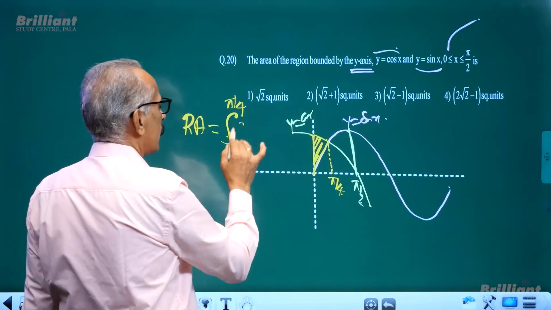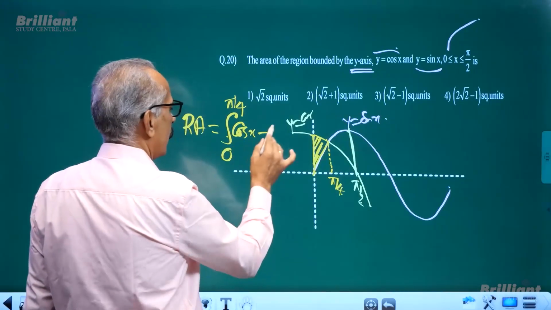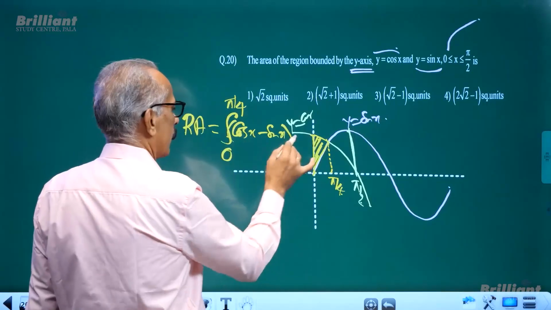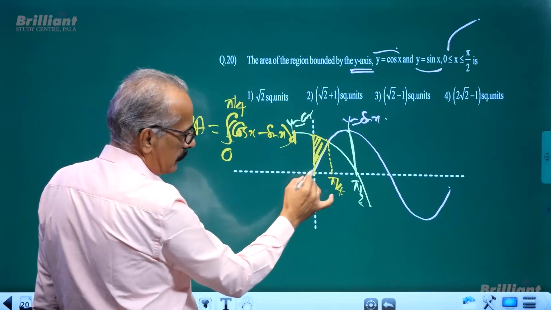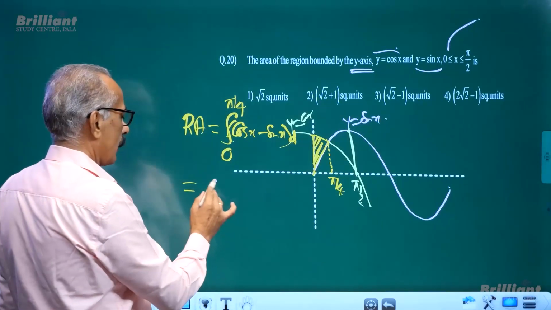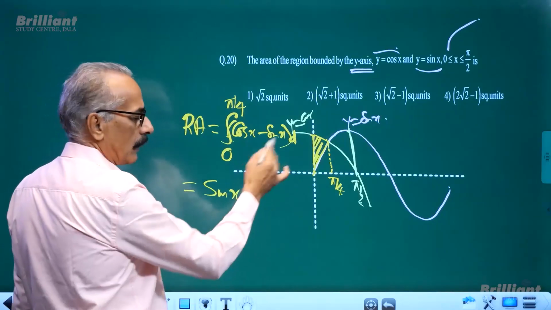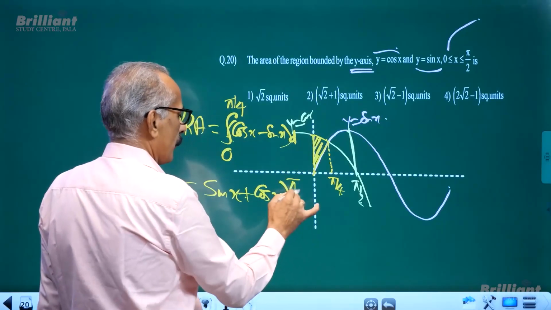What's the upper curve? Cos x, minus the lower curve, the pink curve, that is sin x, dx. Area under this green curve minus area under this pink curve. That is it. What's the integral? Integral of cos x is sin x. Integral of minus sin x plus cos x within the limit 0 to pi by 4.